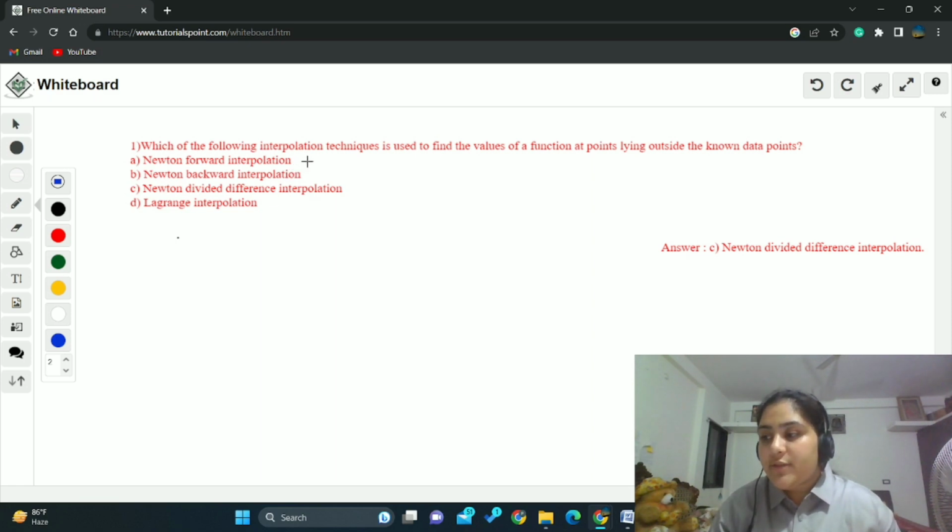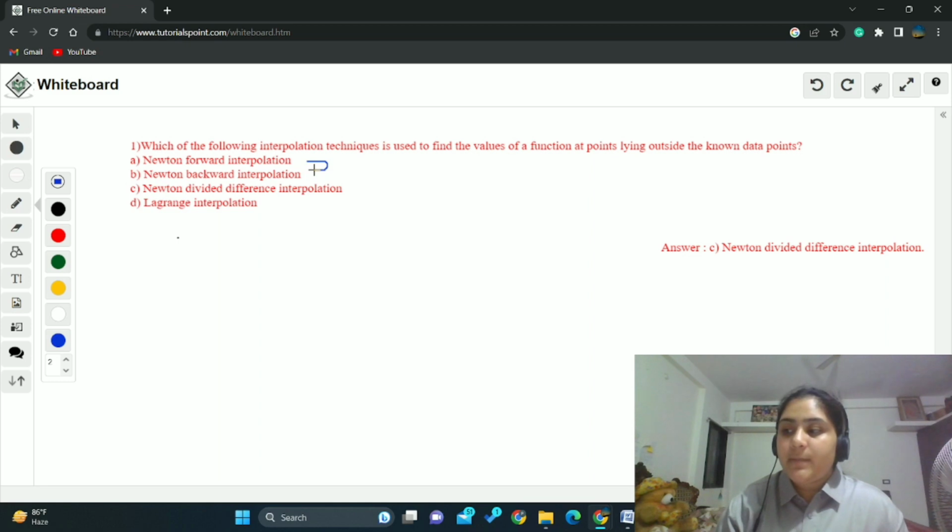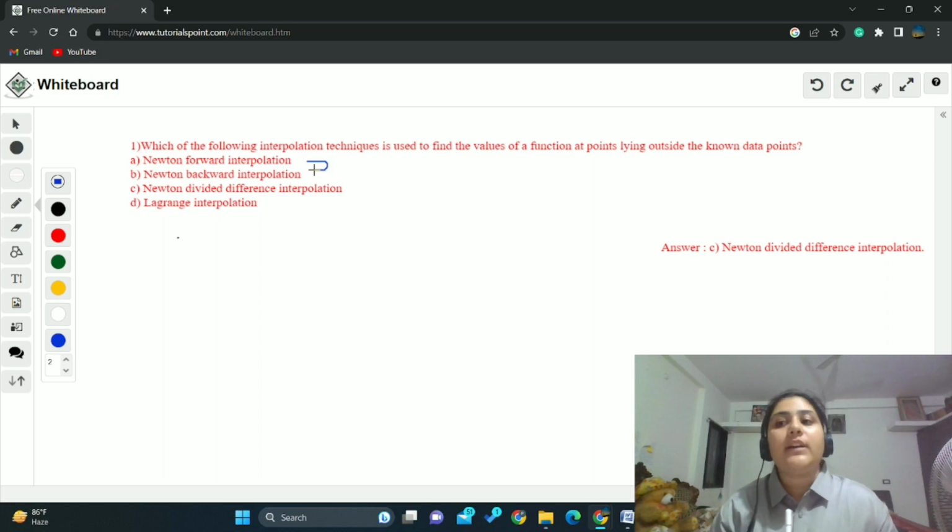Let's consider option A and option B here. Option A, Newton forward interpolation, and option B, Newton backward interpolation. Both the methods are used to find the approximate value of a function at a point within the range of known data points. It involves constructing a difference table and using finite differences. So basically, they are not designed for a point outside the known data range. Therefore, this cannot be the answer.